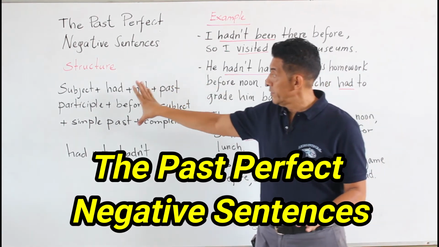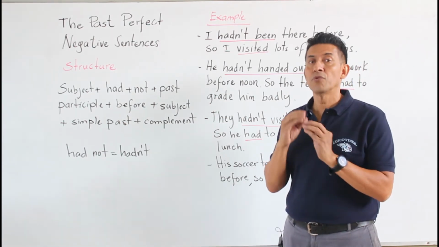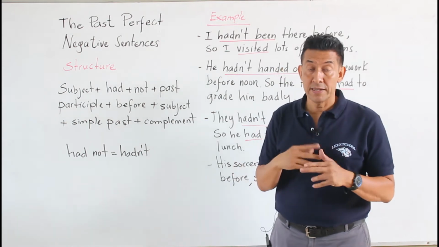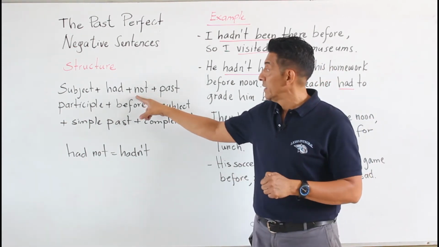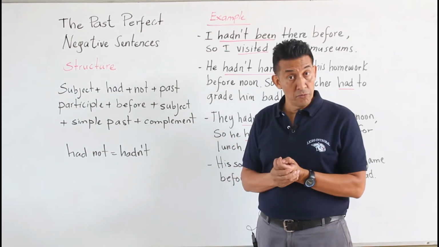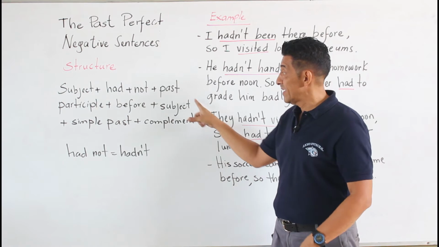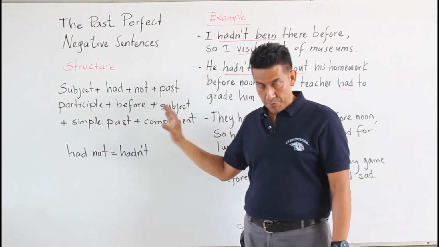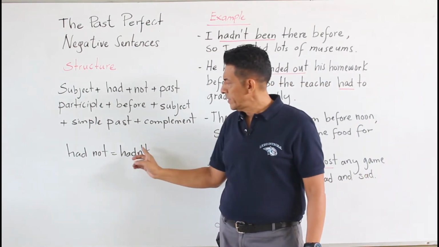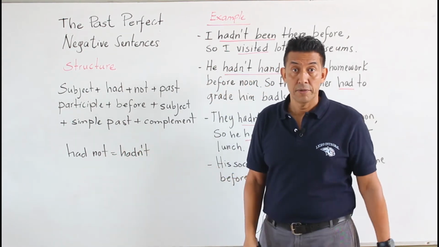The structure is this one. So we have to, as I said before, follow the structure. Right? We start with the subject, then the past form of have, which is had, then a negative word, N-O-T, a past participle verb, we add before, then subject, simple past, and complement. So, we can contract had not as hadn't, which is the same.